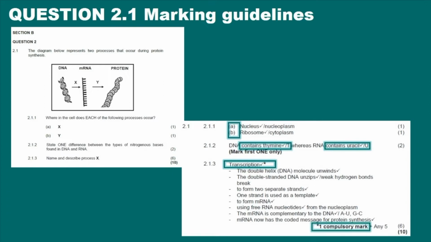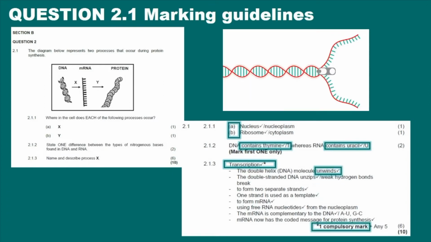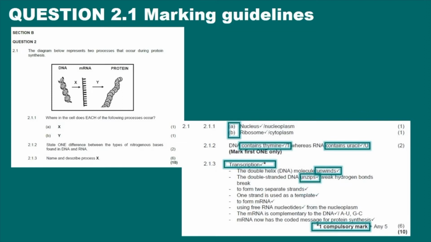So firstly, your double helix will unwind, and it will then unzip. When it unzips, it means that the weak hydrogen bonds are being broken. So instead of writing unzip, you can also say that the weak hydrogen bonds between the nitrogen base pairs are breaking. So this will form 2 separate strands. This is very similar to DNA replication, but the difference is that only 1 strand will act as the template, whereas in DNA replication, both strands act as a template. So the 1 strand that acts as a template will be used to form mRNA.